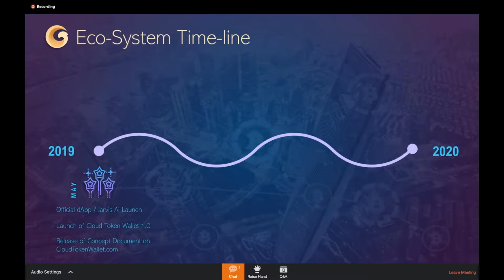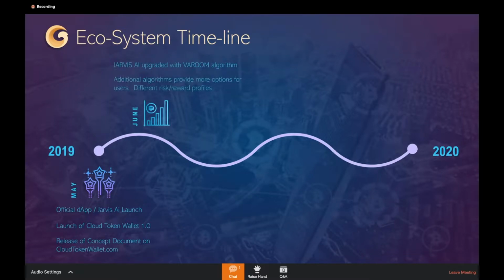You can go to cloudtokenwallet.com, click on PowerPoint, and then start cruising through that document just to get a sense of where their head is at and where the ambitions lie. Also, you'll see this timeline inside that document. So June, July, and August is when we're going to see multiple AIs released. We're going to see upgrades.